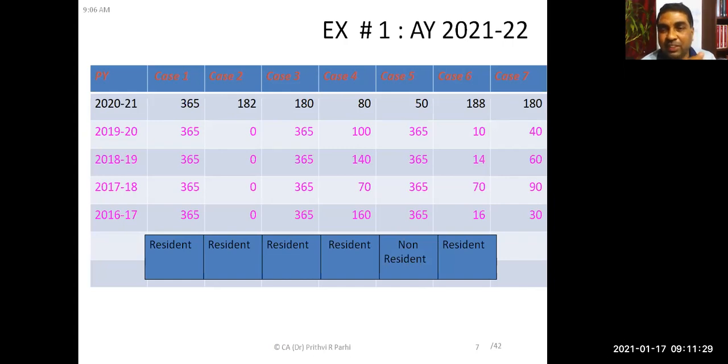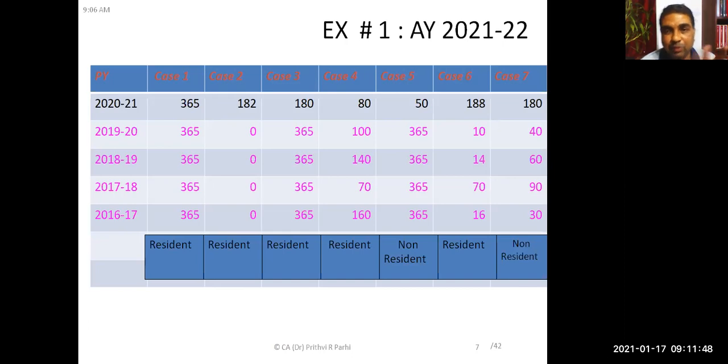Why are you saying non-resident? 182 is not there, and 60 plus 365 is not there either. The second condition is not complied with. So he is non-resident. You see, there can be many multiple choice questions from this particular topic, many situations.